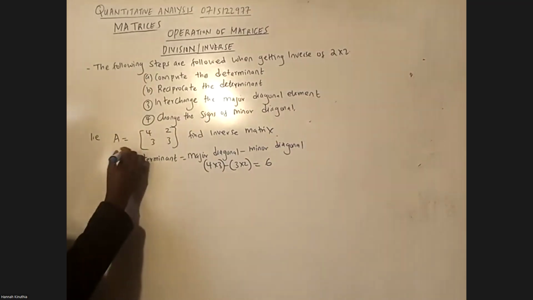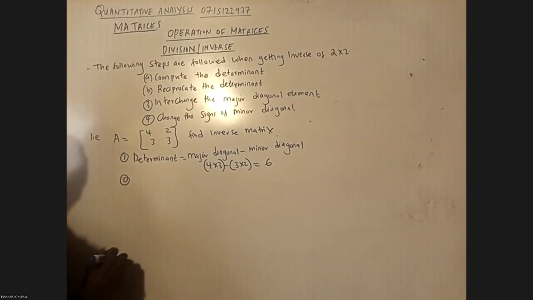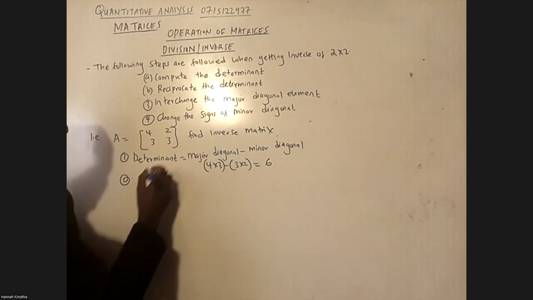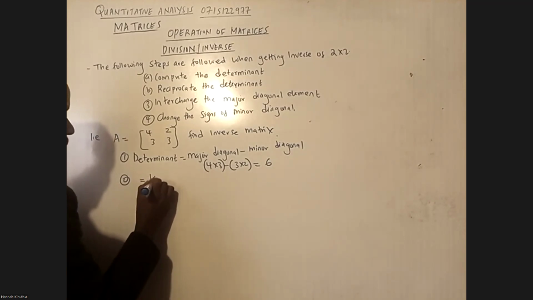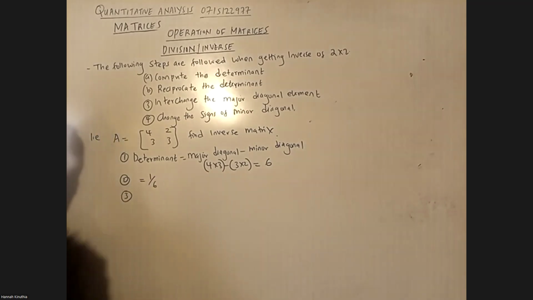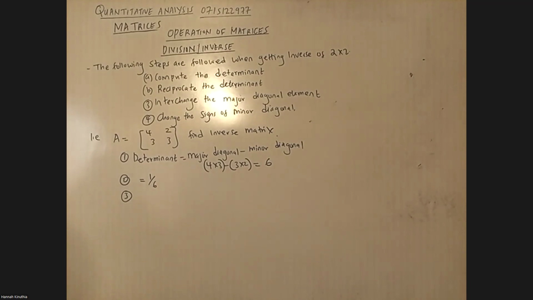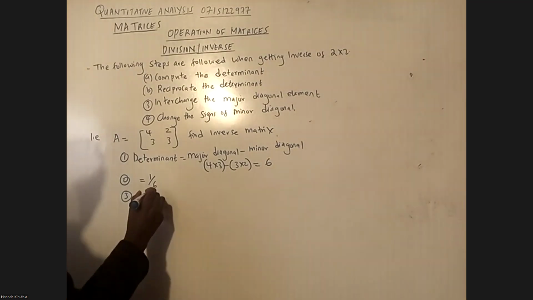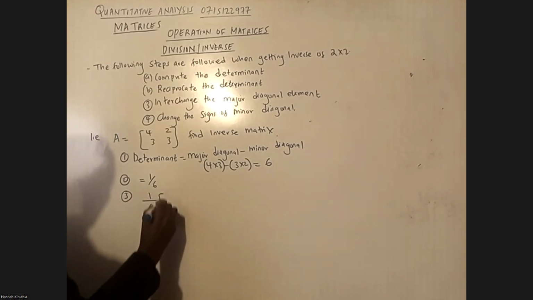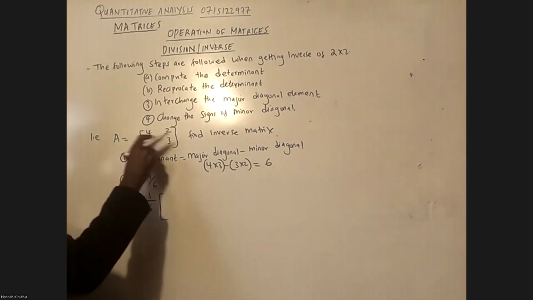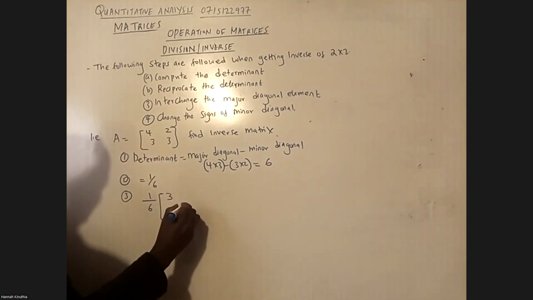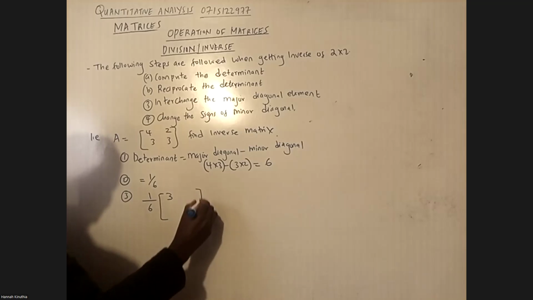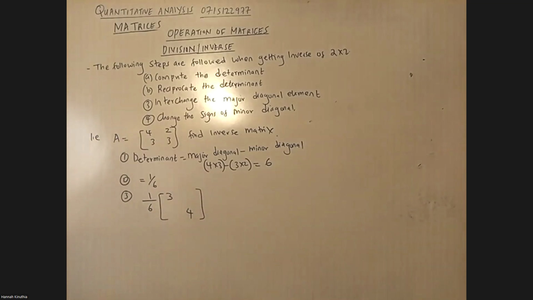This is step 1. Step 2, we compute the reciprocal of the determinant. So the reciprocal of the determinant will be equal to 1/6. Then step number 3, we interchange the major diagonals. So major diagonals will be 4 and 3. We interchange them equal to 3 and 4.